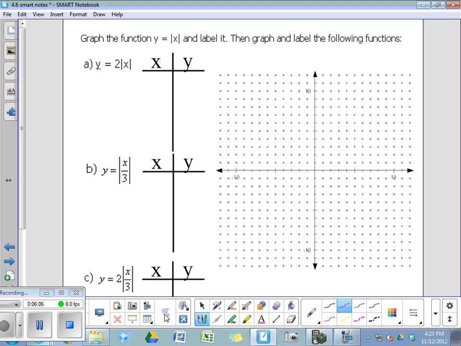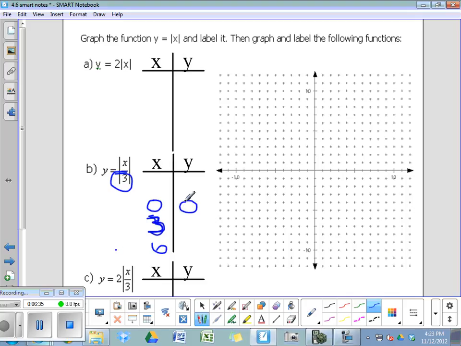Next, let's see what happens when we put in a divisor, a number that's in the bottom here, when we divide by 3. I'm still going to start my table of values in the middle. I'm going to put in 0. But as I grow my x's, I'm going to use 3 and 6 this time instead of 1 and 2. And the reason for that is I want to get nice y values, and we're going to be dividing by 3. So 0 divided by 3 is 0.